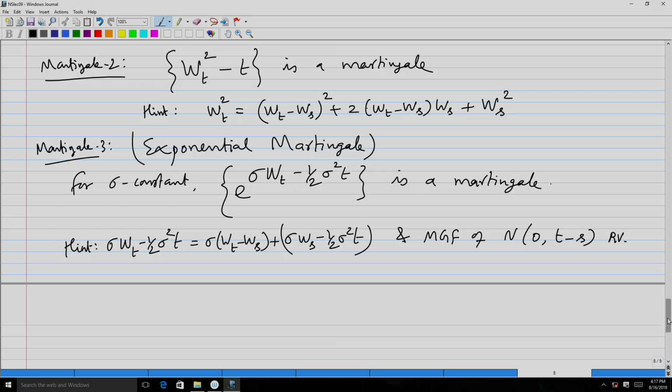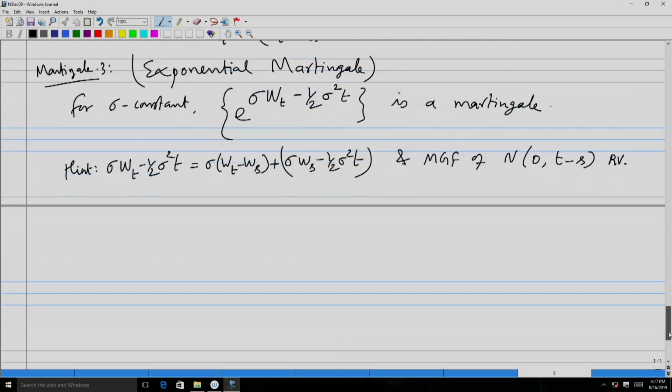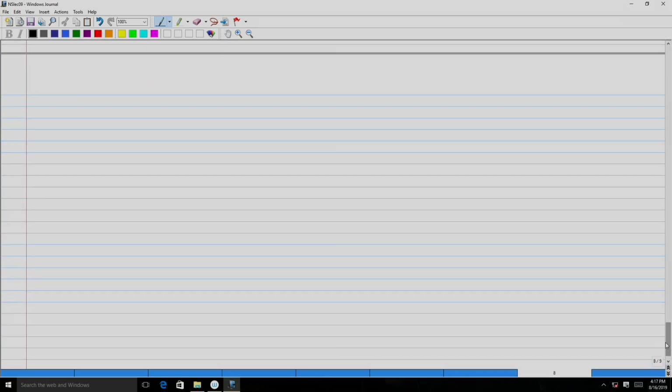So, this is the first group of properties which we call the martingale properties, and now we will go to the second group of properties which we will call the sample paths. We look at the sample paths. For any stochastic process, the sample paths mean a realization, right, what you have actually observed.